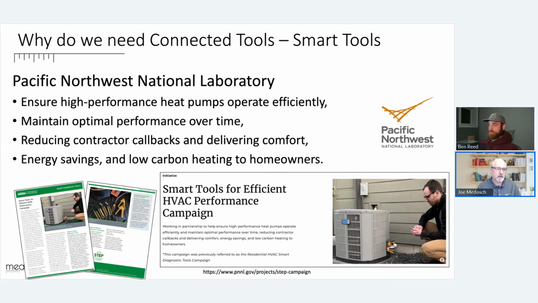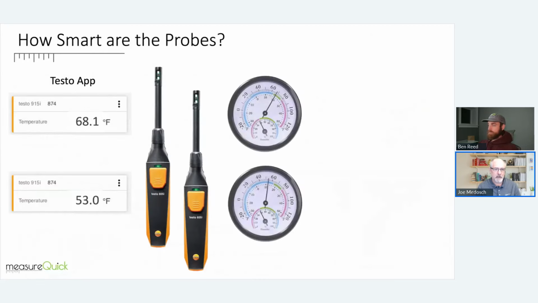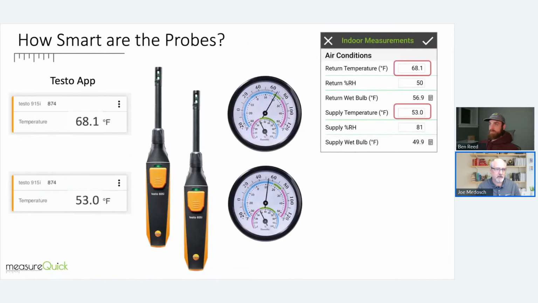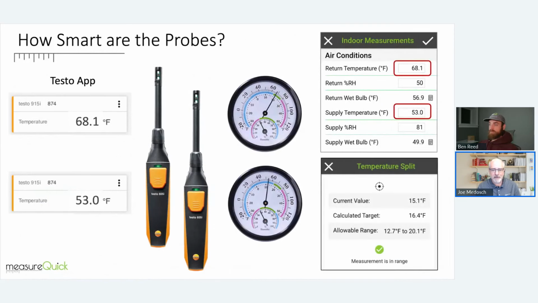So an example here is that I have a couple of Testo probes that are giving me my indoor and outdoor temperature. They're not much different than these analog temperature gauges next to it. They're just giving me temperatures. Now, measureQuick is also giving me the same temperatures, but it's also telling me what my calculated target is, whether I am in that target, and what my allowable range is. That's the significance of what measureQuick is doing for you and your technicians. It's not just giving you information, it's telling you what the information means.